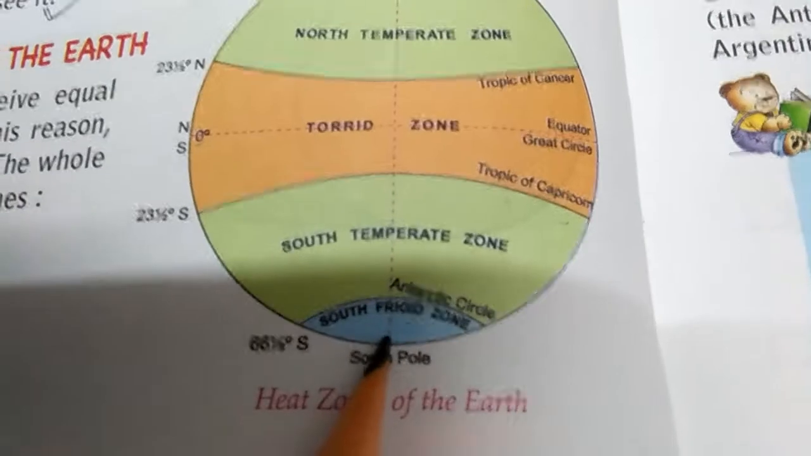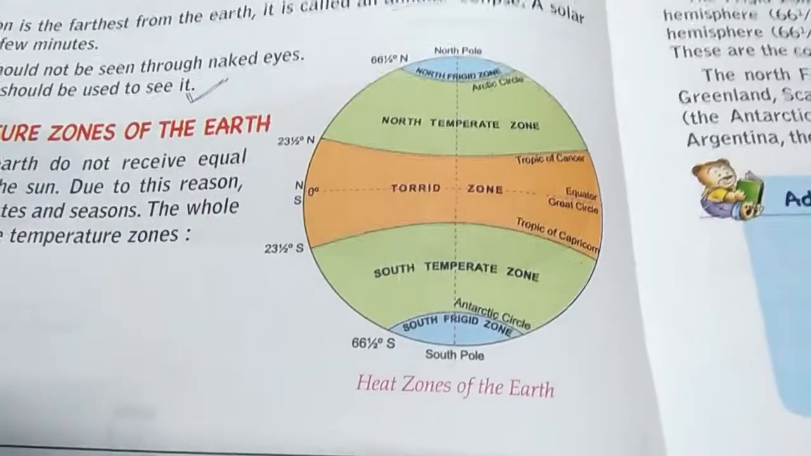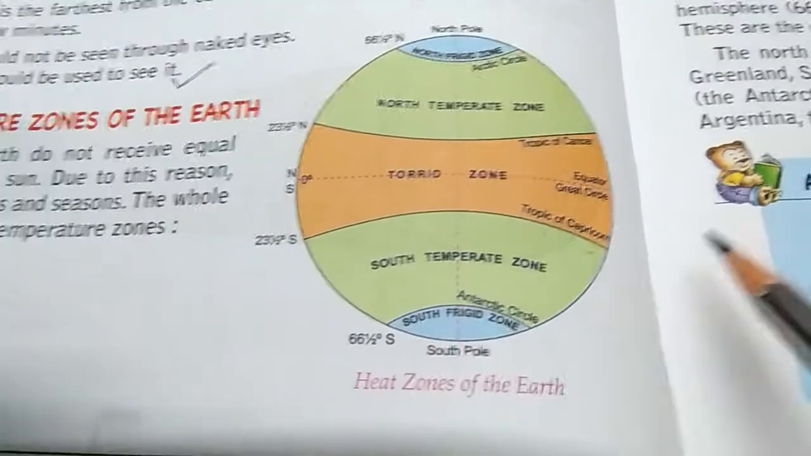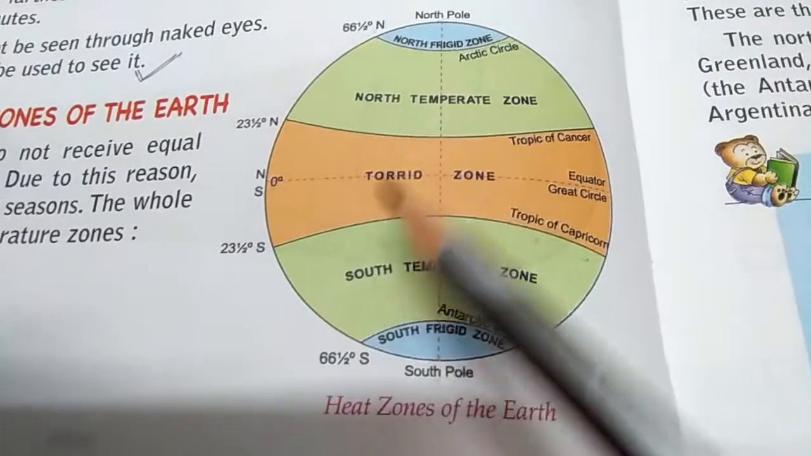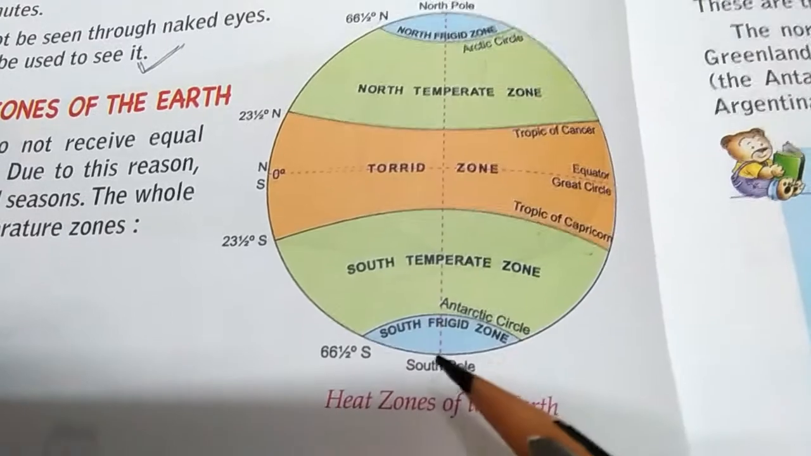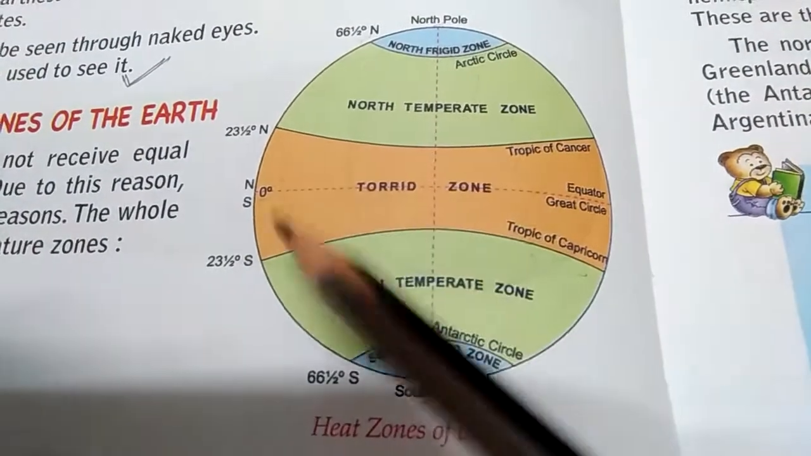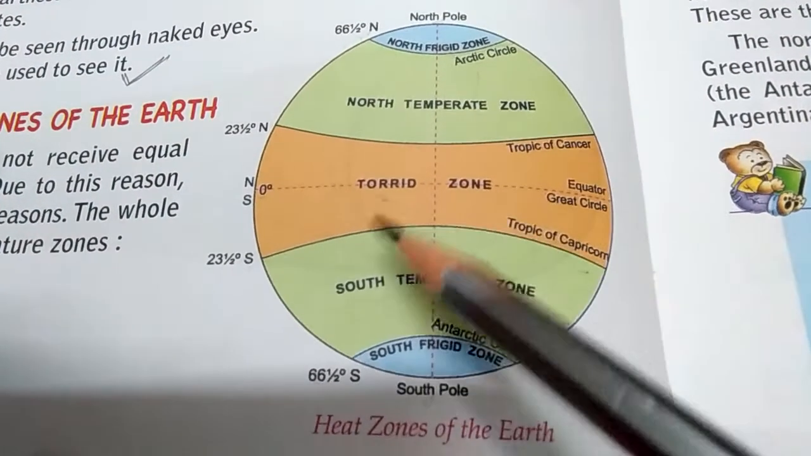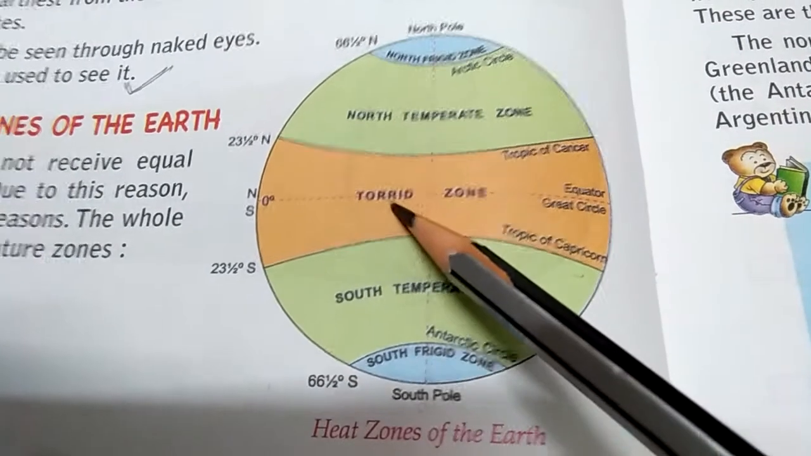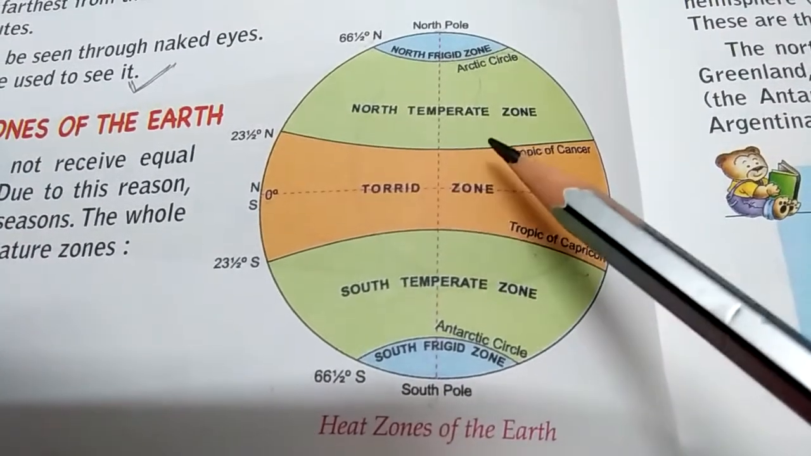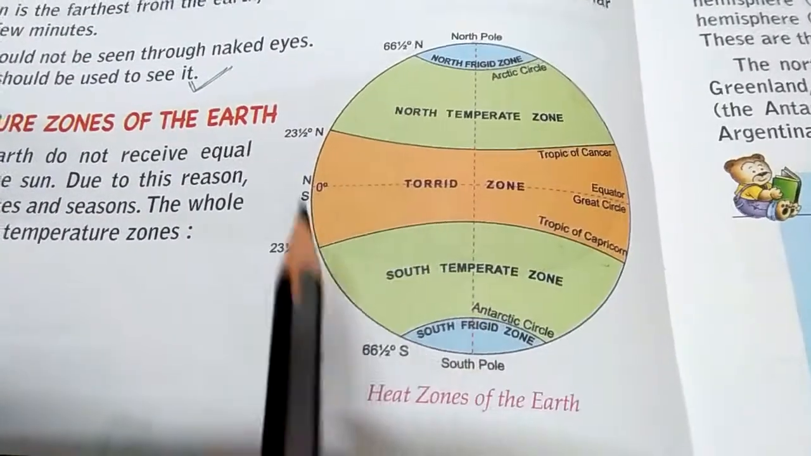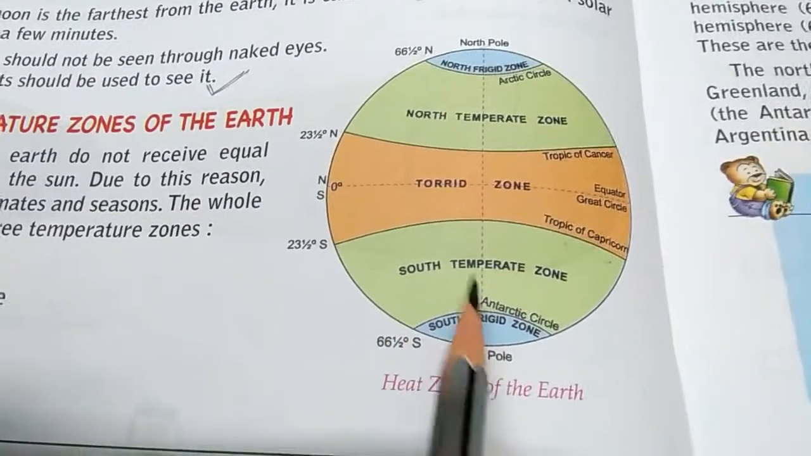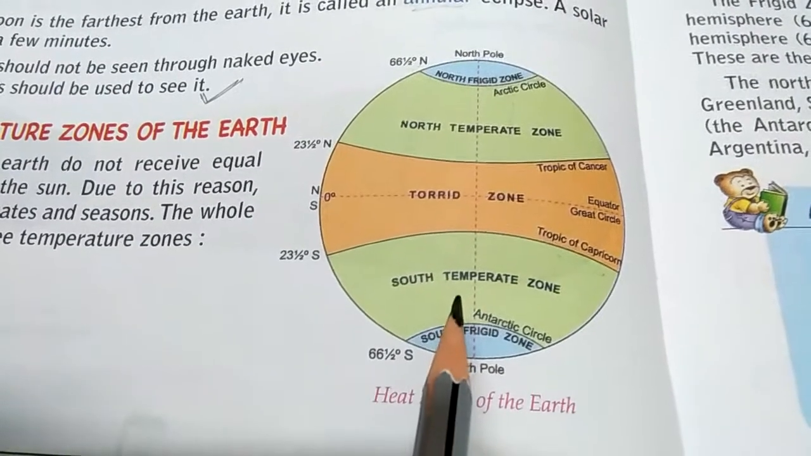The word frigid means frozen. Everything is frozen. It is very cold. The polar regions, this is very cold and this is also very cold. That is why it is called frigid zones. So this is the diagram of the heat zones. So three zones are there: torrid zone, temperate zone and frigid zone. So now we will see the lesson. I hope you have understood this diagram. You have to draw this in your copy. This is your homework.